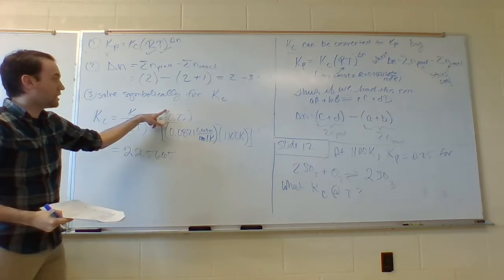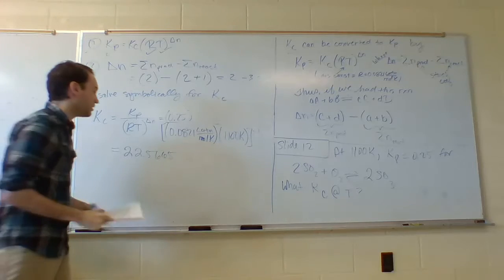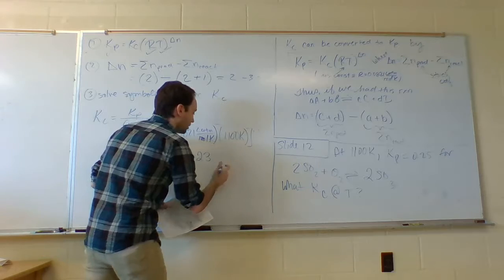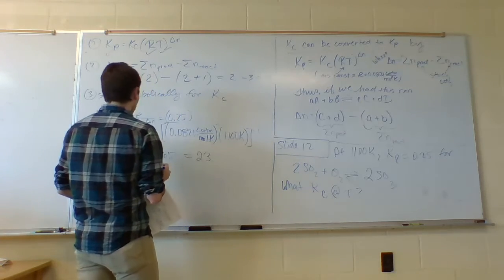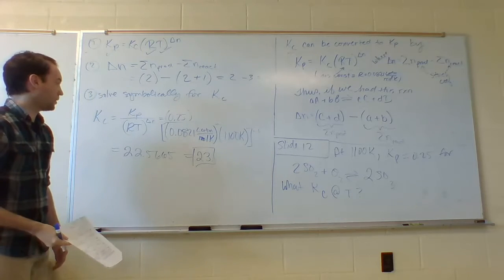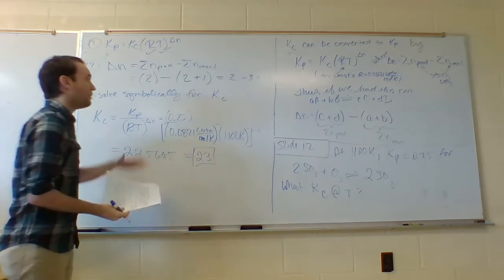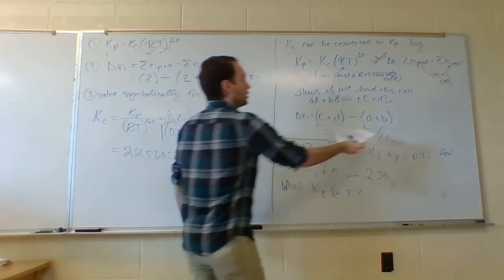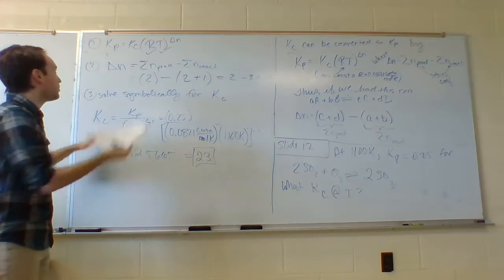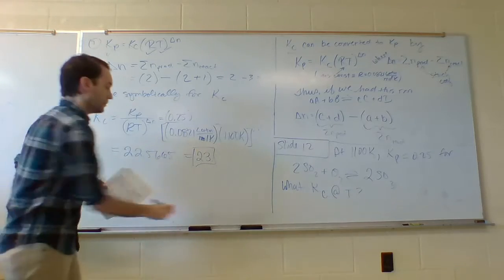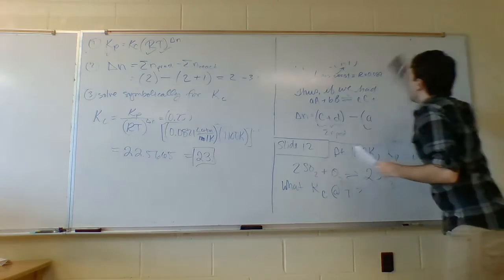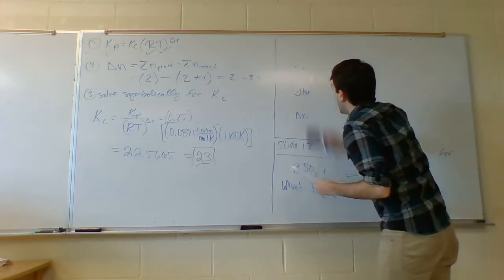Well, the Kp was given in the problem statement, it only has 2 sig figs, so this will get us down to 23 as our equilibrium constant. Okay, so that would be how you do a calculation for your delta N, as well as how you can convert, as an example, between Kc and Kp. All right, should be pretty straightforward. Just a little bit of algebra.